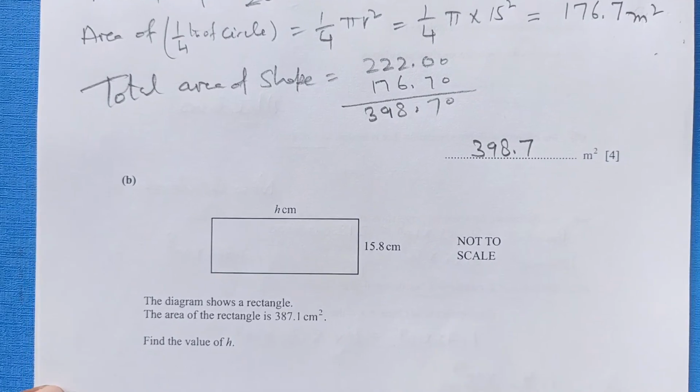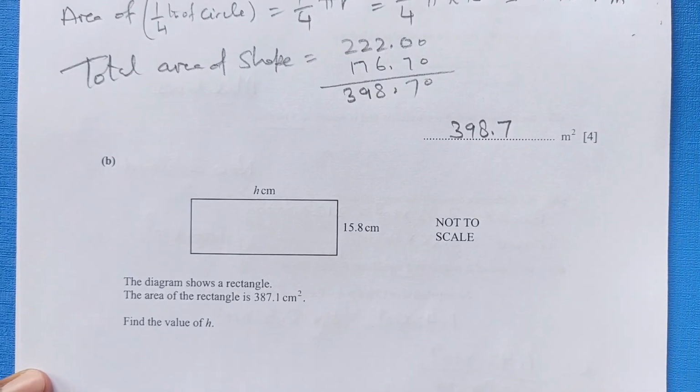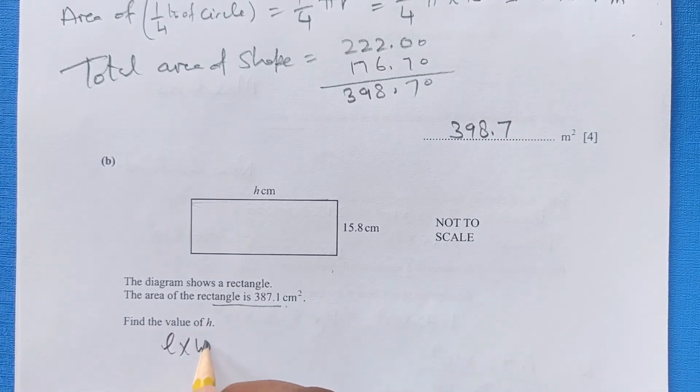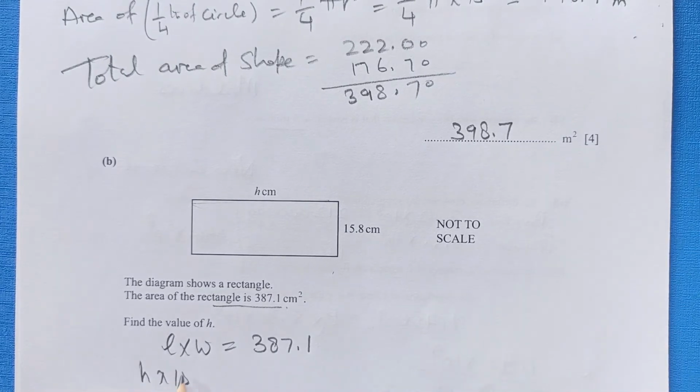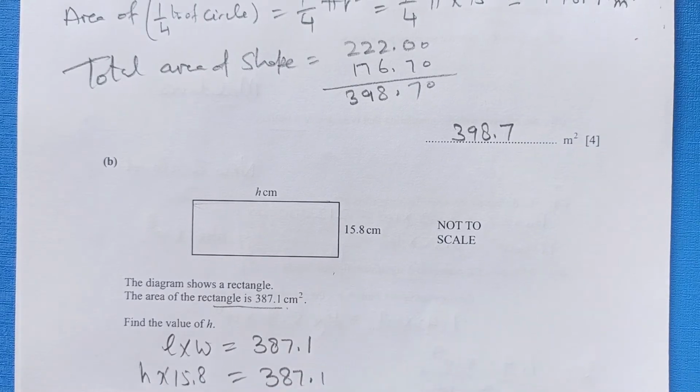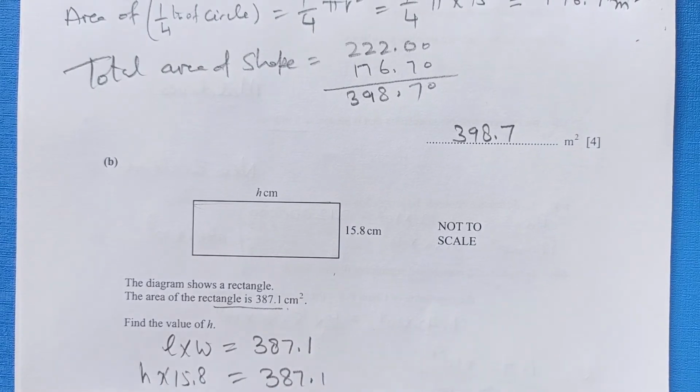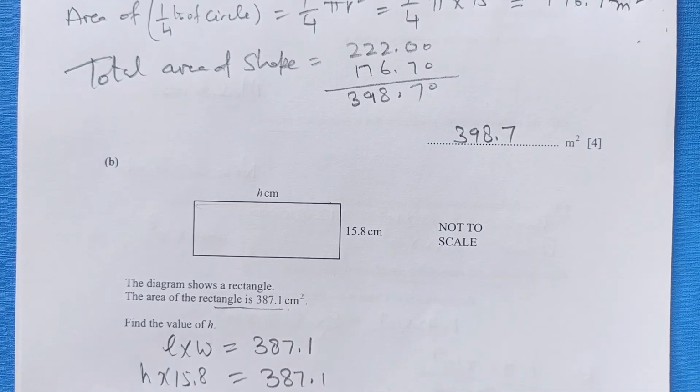Now moving to the next one, you can see a rectangle here. We have length as h and width is 15.8. The diagram shows a rectangle. The area is given. Now you know the area of the rectangle is length times width, and it is given to us 387.1. So length is h, width is 15.8. So h is going to be 387.1 divided by 15.8. So when you divide, it is 24.5.